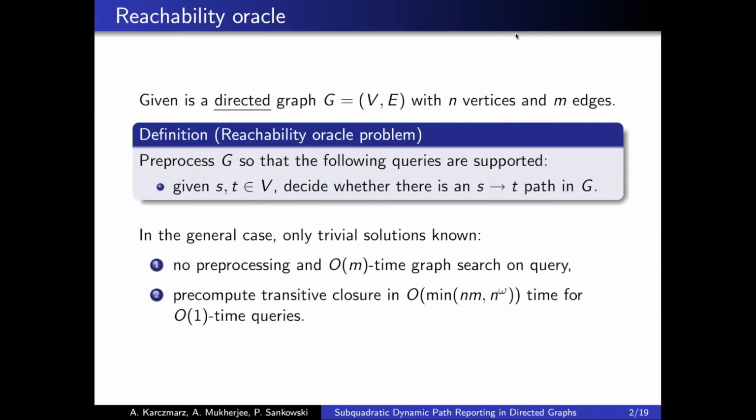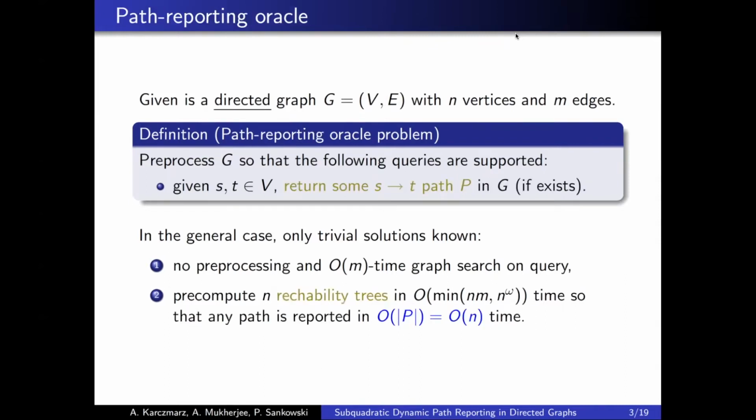At one end, we do not do any pre-processing, and in order m time, using a graph search method, we can output the query. Or we can pre-compute the transitive closure in time minimum of mn and n to the omega, where omega is the matrix multiplication constant, and output the queries in order one time.